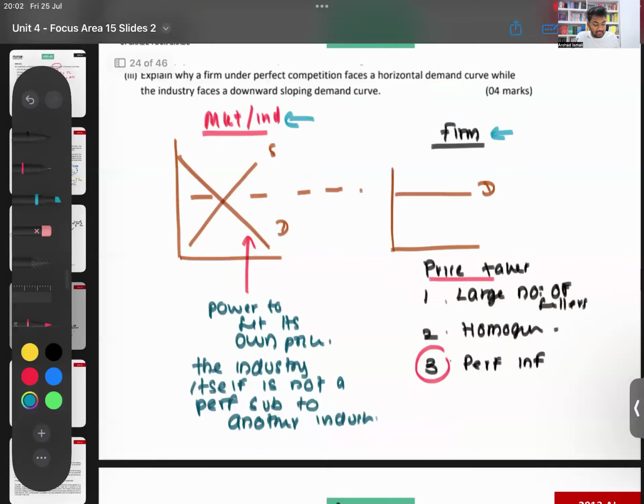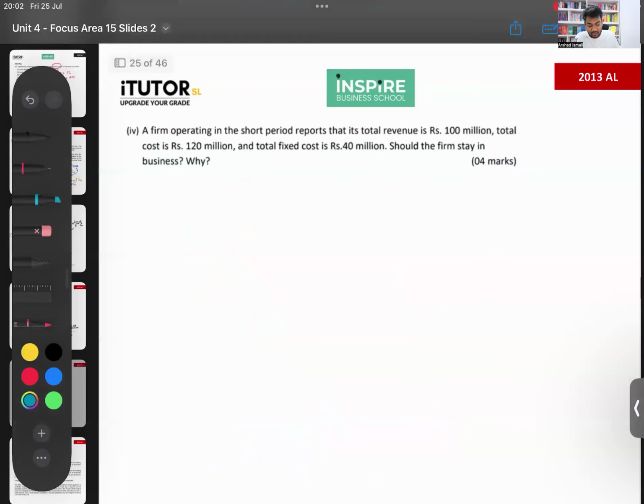Done. Then 2013, next one. Question number 4. They're saying a firm operating in the short period reports that the revenue is 100 million, total cost is 120 and the fixed cost is 40. Should the firm stay in business?